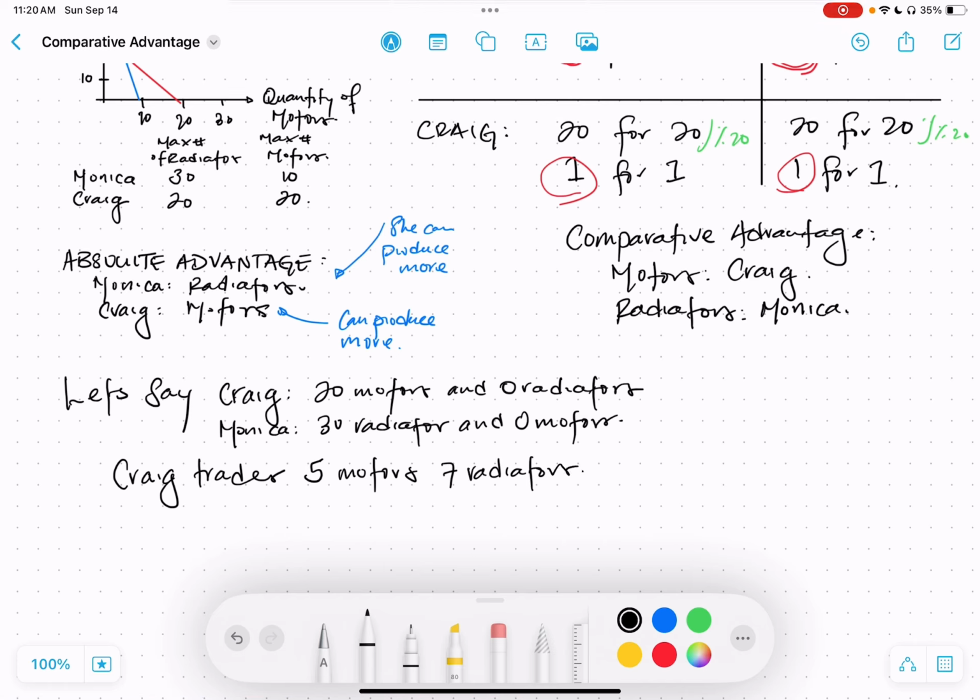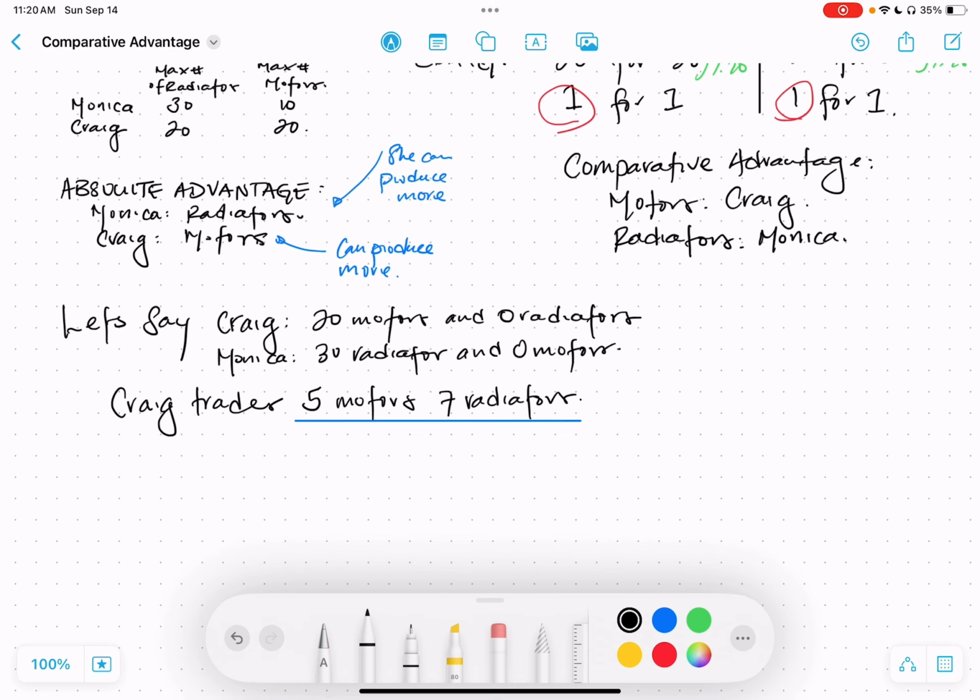Now, these are what we call the terms of trade. This is pretty important, and I'll show you why in a minute. But let's just say that he wants a few more radiators because for both of them, producing the motors is a little bit more costly. It takes more resources. They can only produce a maximum of 20. In Monica's case, you can only produce a maximum of 10. So it's going to cost a few more radiators to get one motor.